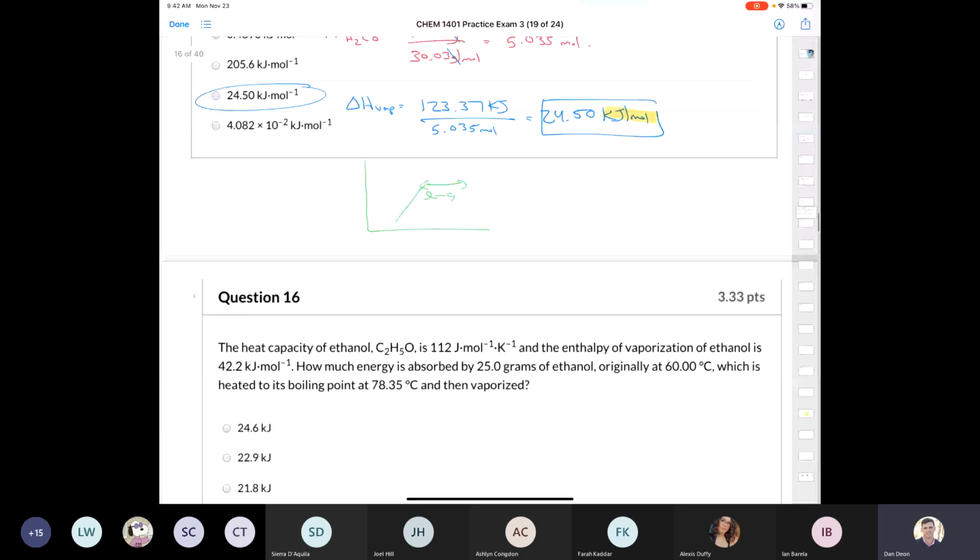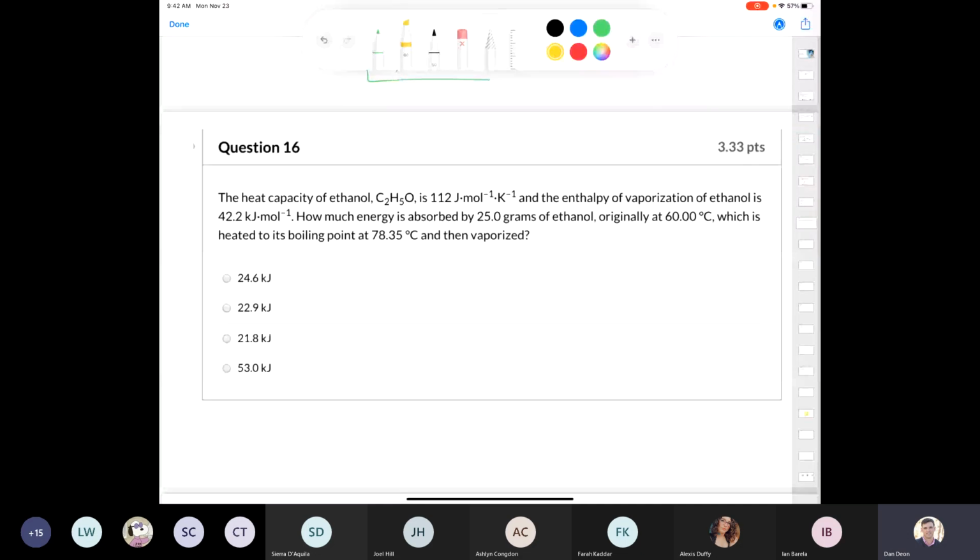Question 16. The heat capacity of ethanol is 112 joules per mole Kelvin, and the enthalpy of vaporization of ethanol is 42.2 kilojoules per mole. How much energy is absorbed by 25 grams of ethanol that starts out at 60 degrees Celsius, which is heated to its boiling point, 78.35 degrees Celsius, and is then vaporized?